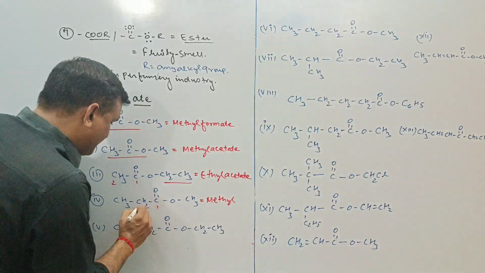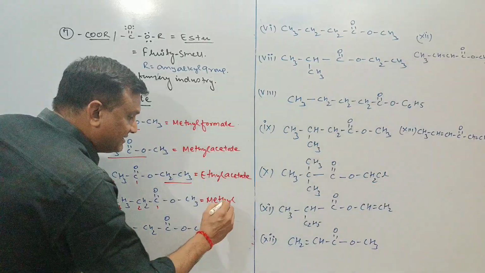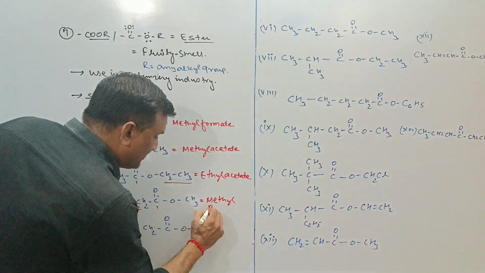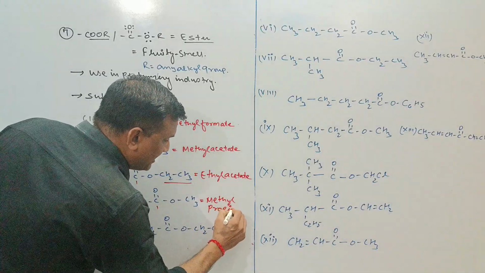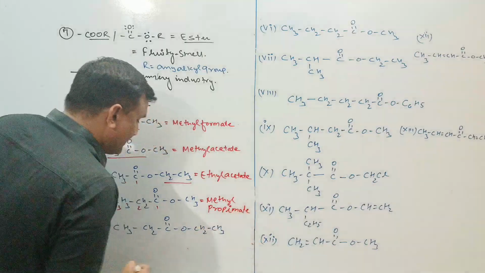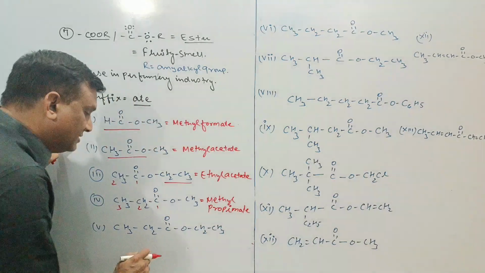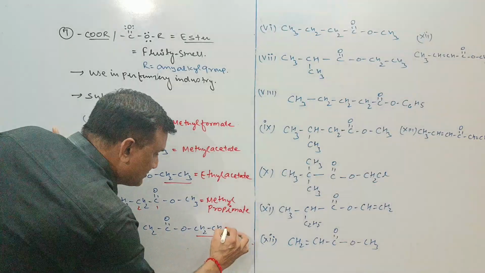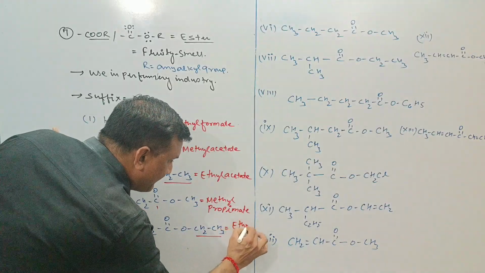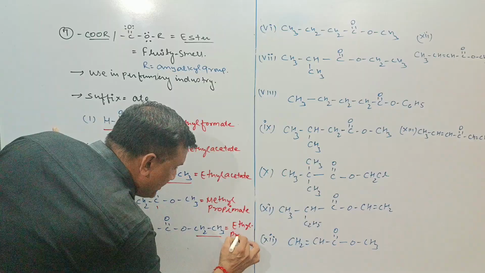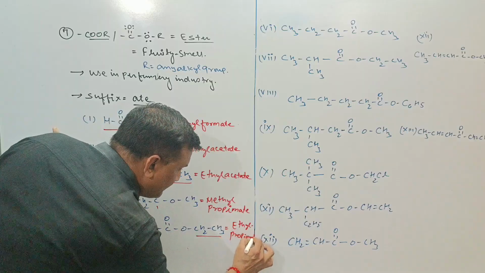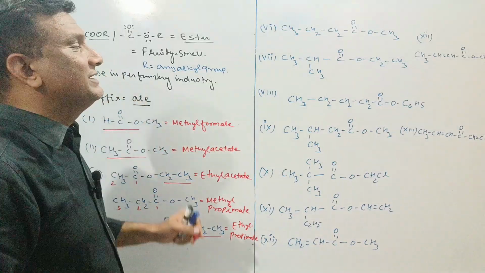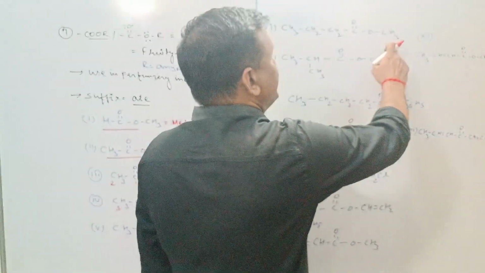If you go with the carbon, there are three carbons in the chain, so it will be propion plus ate, methyl propionate. For this compound, this is the ethyl and this is the propionate, so it is ethyl propionate. For the next compound, here is the methyl.